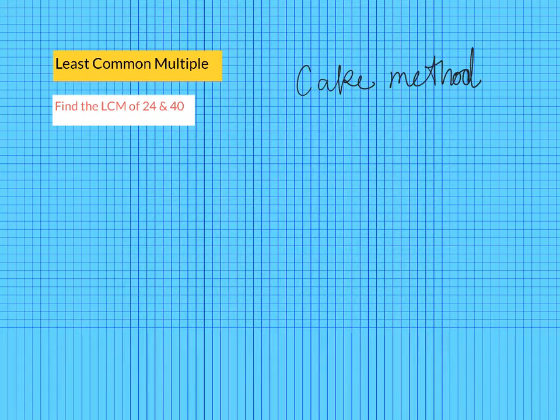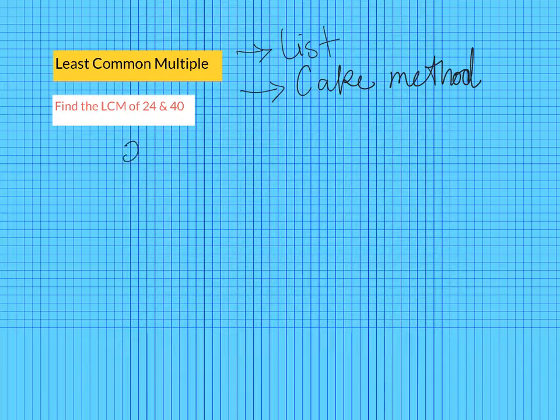So when we find the least common multiple, there's two methods. The list method and the cake method. I'm actually going to start by showing you the cake method first and then move on to the list method. So let's look at this problem. Find the least common multiple of 24 and 40.